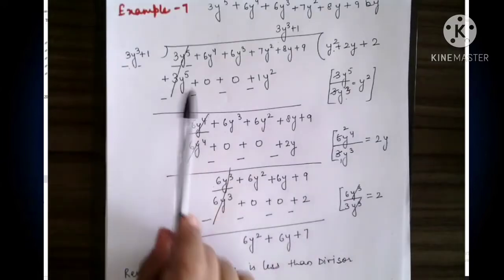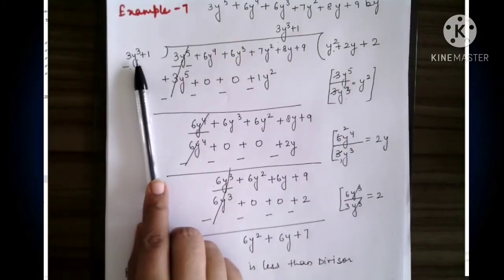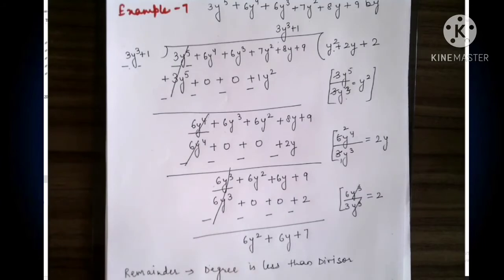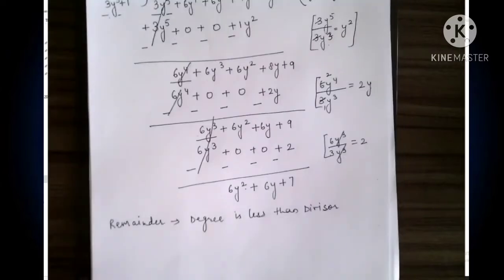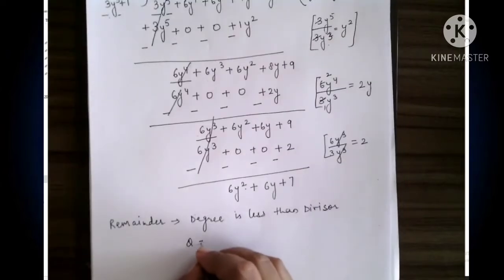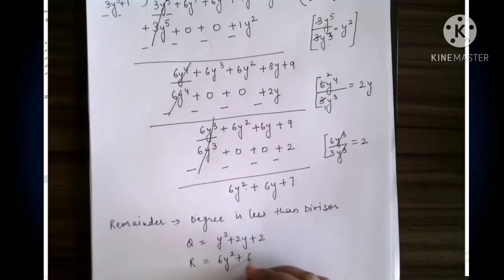Now you can check. This is your divisor 3y cube. Okay, so degree is 3. Degree is 3, and here degree is less than 3. It is 2. So that's why this is our remainder. Fine students. So you will write here quotient is equal to y square plus 2y plus 2. Remainder is equal to 6y square plus 6y plus 7. So I hope this is clear to all.